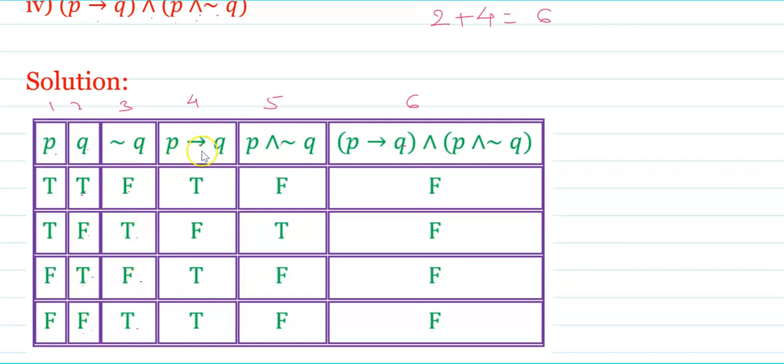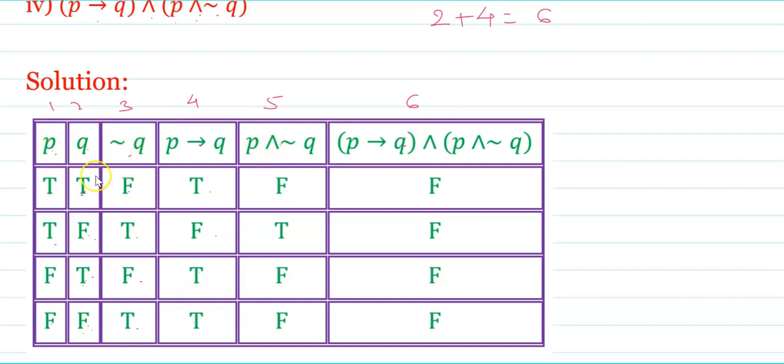Now P implies Q. That is the implication between the first and second column. T implies T is T. T implies F. Therefore it is F. F implies T. Therefore it is a T. Both of them are same. Therefore it is true. Next, we will find out the and between the column first and the third.